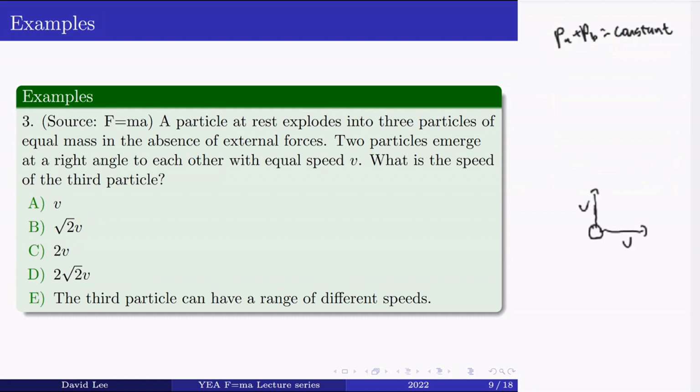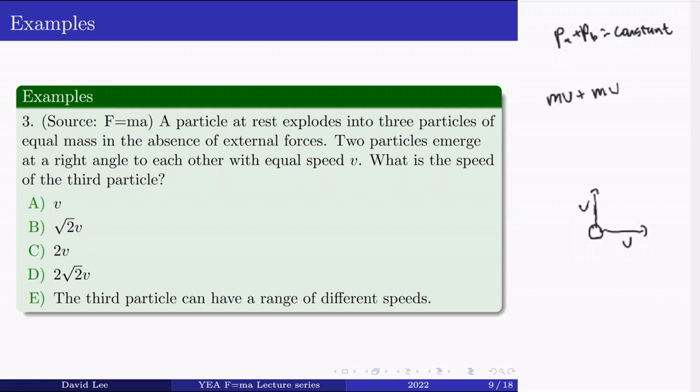So the initial momentum of the whole system is zero. And by conservation of momentum, this means that the final momentum also has to be zero. Since they're all equal masses, the velocities of all of the final particles have to add up to zero. So we have one particle with momentum mv, and then we also have a particle with momentum mv. Well, why is the speed of the third particle root 2 v?